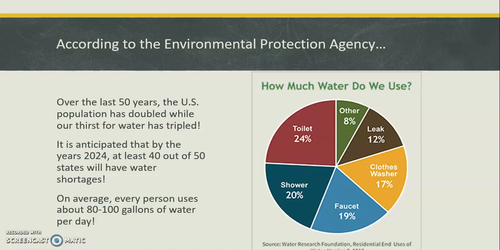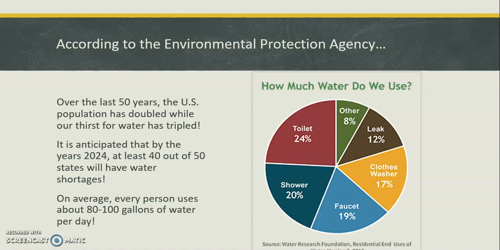The Environmental Protection Agency, known as the EPA, is the main government agency charged with administering federal environmental laws in the U.S. According to the EPA, over the last 50 years, the United States population has doubled while our thirst for water has tripled. It is anticipated that by the year 2024, at least 40 out of 50 states will have a water shortage. On average, every person uses about 80 to 100 gallons of water per day.